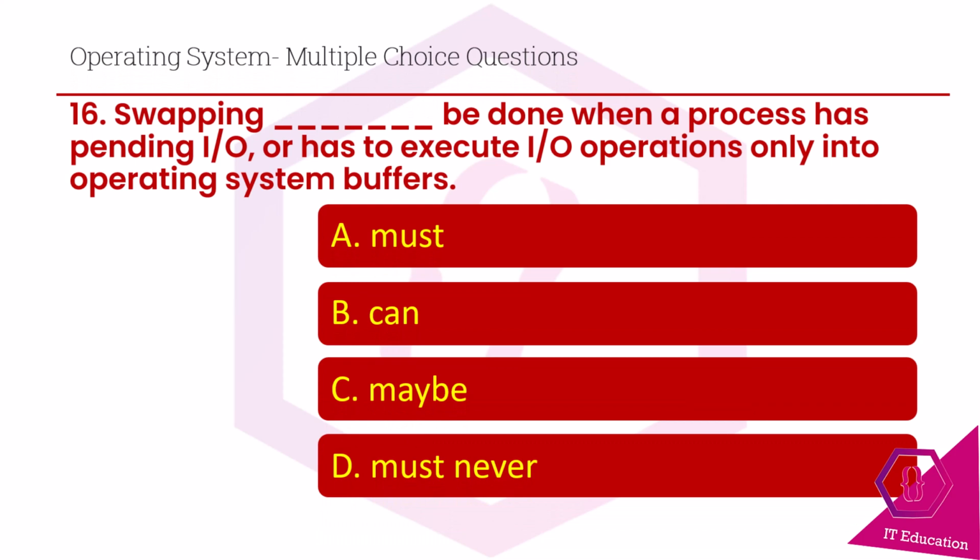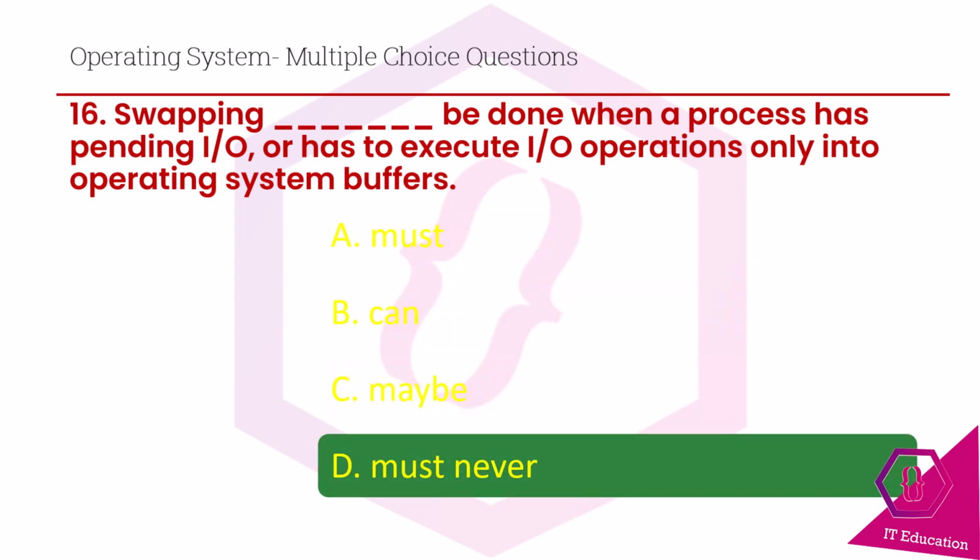The next question is about swapping. Swapping be done when a process has pending I/O or has to execute I/O operations only into operating system buffers. There are going to be swapping. So the options are A, must, B, can, C, maybe, and D is must never. So here is the condition about the swapping and pending IO which need to be executed. That means option D, must never be done before getting the IO operation. So the right answer is option D, must never.